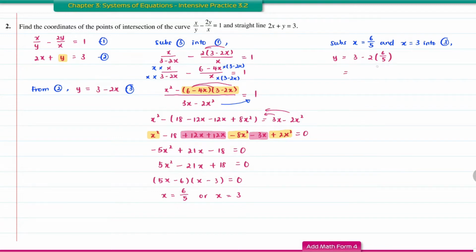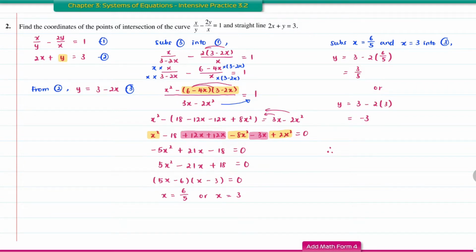Solve this, you're going to get 3 over 5. All right. Or the other one will be 3 minus 2 times 3. So here will be 3 minus 6, which is equal to negative 3. So now we want to find the coordinates.